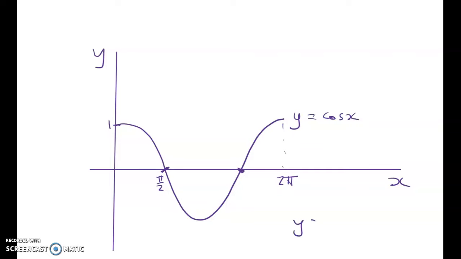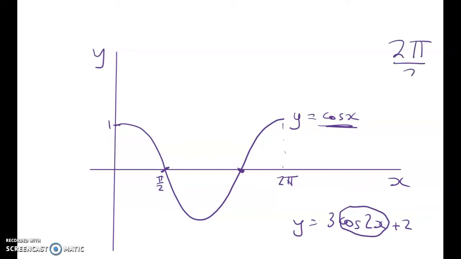Now what we're asked to draw here is y equals 3 cosine of 2x plus 2. So there are three transformations that have happened to this basic function. The first one, and in some ways the hardest one, is that the graph has been sped up. So cosine of 2x has a period of 2 pi divided by 2. That means that I get back to the start after pi units instead of 2 pi units. So let's quickly sketch that in now.